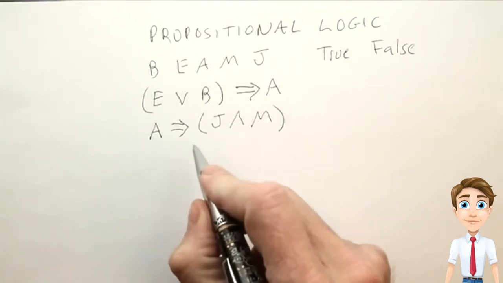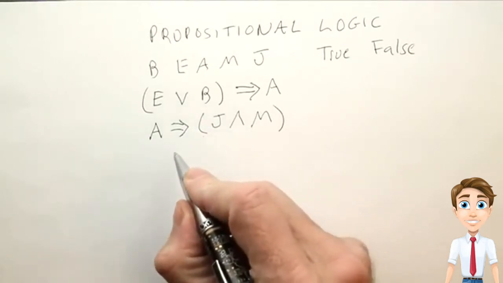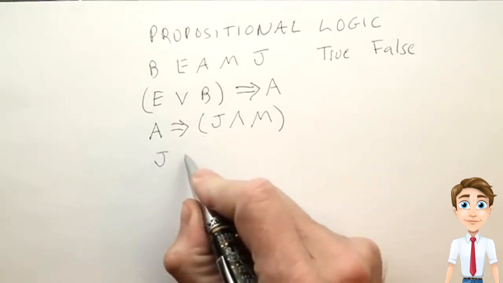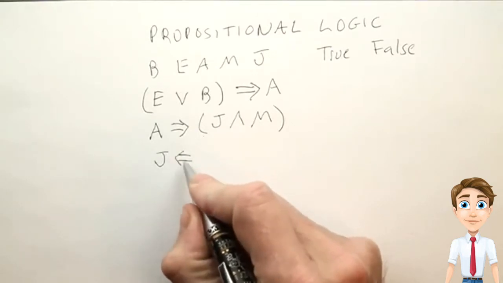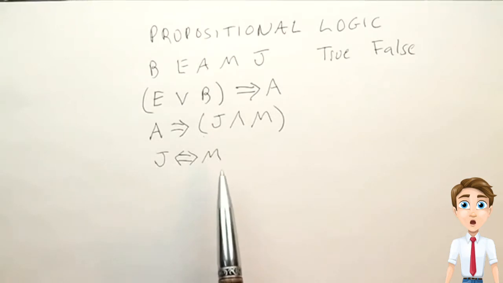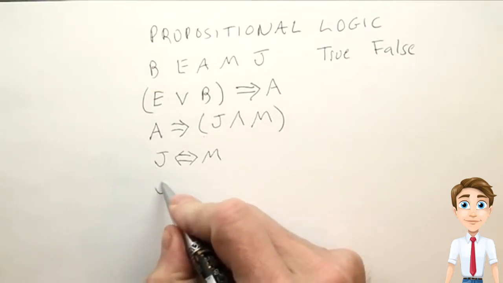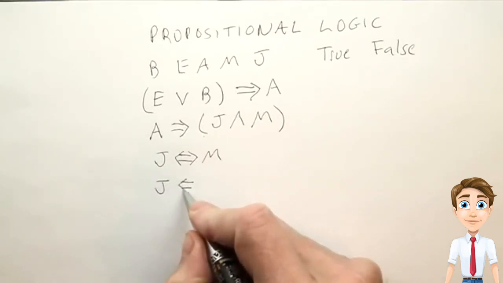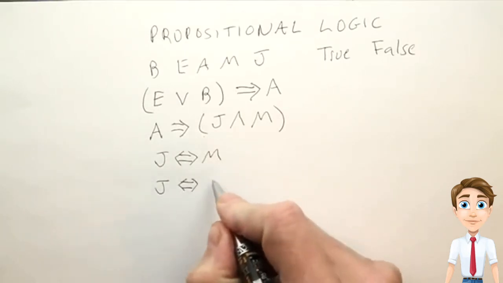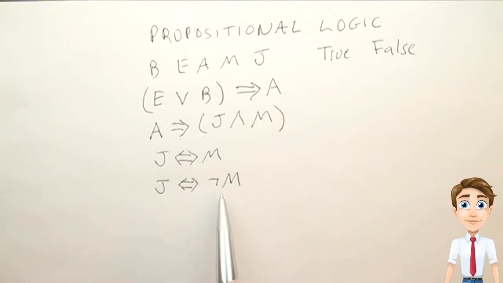So, we could say, if we wanted to, that John calls if and only if Mary calls. We would write that as J ⇔ M. When one is true, the other is true. When one is false, the other is false. Or we could say that when John calls, Mary doesn't, and vice versa. We could write that as J ⇔ ¬M. And this is the not sign.